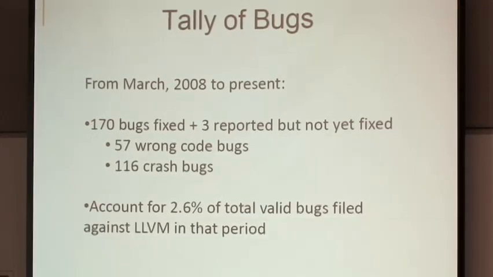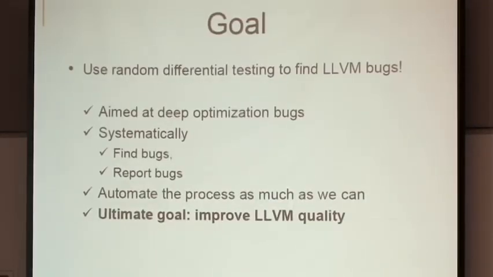So what do we do? Our goal is to find compiler bugs. Our goal is to find deep optimization bugs inside the compiler. We try to use random differential testing, and we try to automate the process from bug finding to bug reporting as much as possible. The ultimate goal is to make LLVM a better compiler.